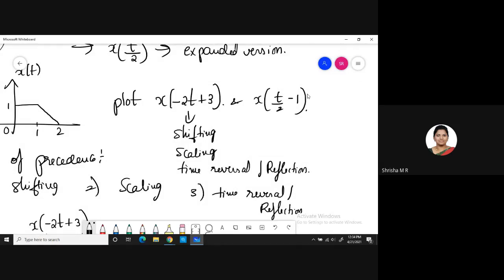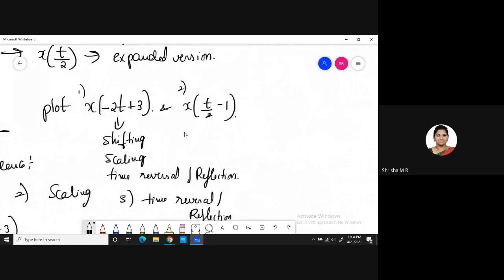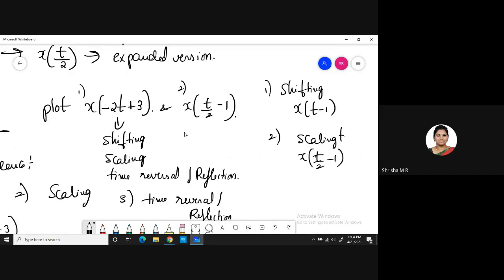So first what will you do? First part of the question is done. Second part is x of t by 2 minus 1. What operation will you do first? Shifting, ma'am. So how will you shift it? What will be the value? x of t minus 1. Next you will do scaling, x of t by 2 minus 1.